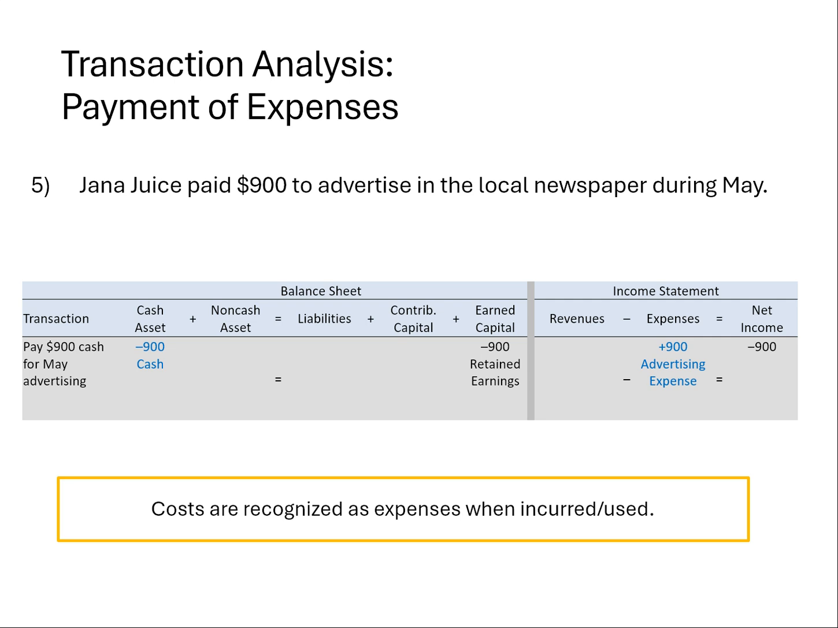Right, first, the company paid $900 to advertise in the local newspaper during May. So paid cash reduced. Now, on the accounting equation, what we need to do to balance? If we reduce cash, then we need to reduce either liabilities or equities. And here we're going to reduce equities. To be more specific, we're going to reduce earned capital because the newspaper advertisement is an expense. Expense reduces net income, remember? And if we reduce net income, our retained earnings will be reduced. So earned capital will be reduced.